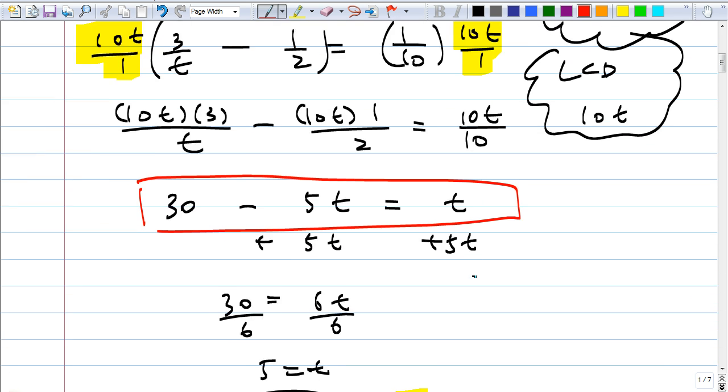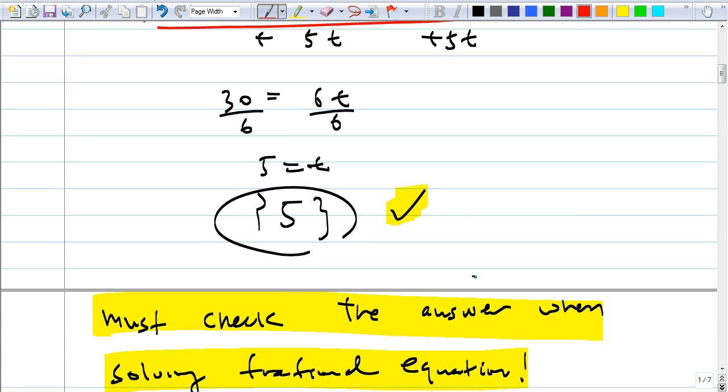Also, there's another thing. You must check the answers when you're solving fractional equations. In other words, when you are multiplying both sides by some variable. So far, we haven't done that, right? We only multiplied both sides by some number. When you multiply both sides of an equation by a variable, you must check the answer. You must. Because, can somebody guess why?